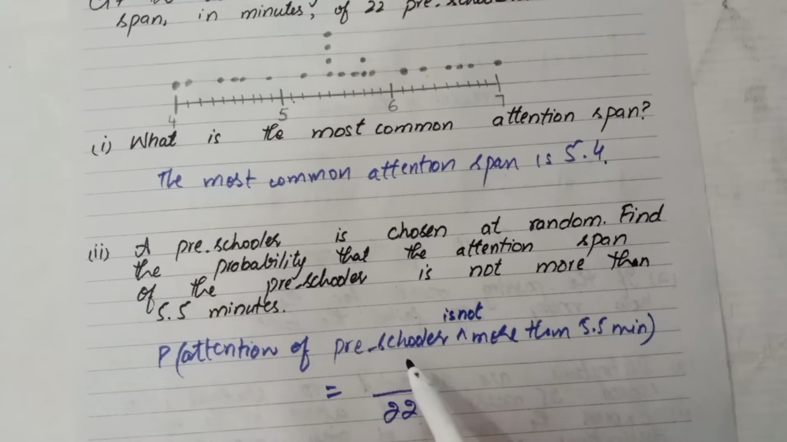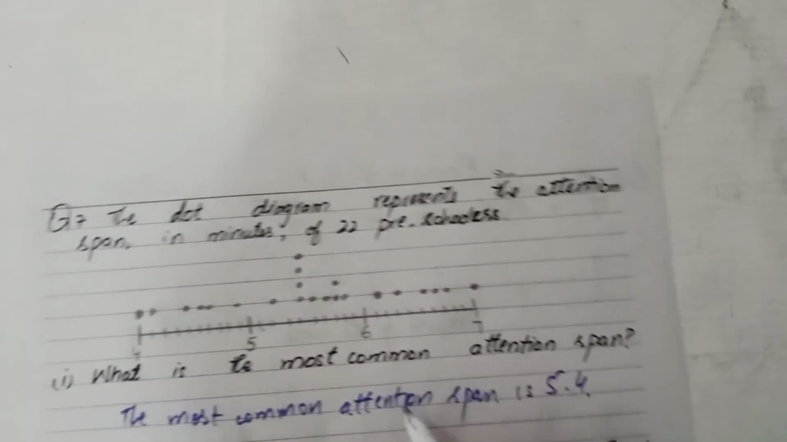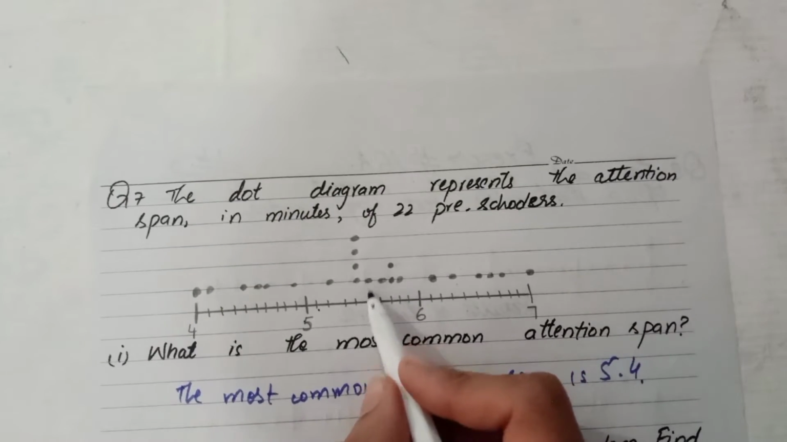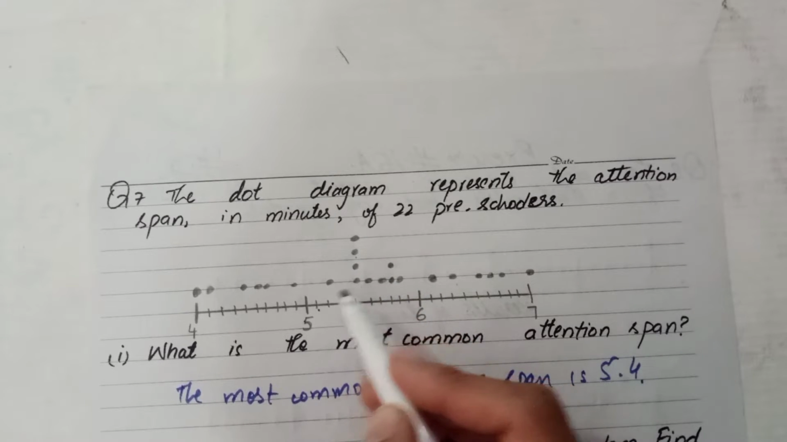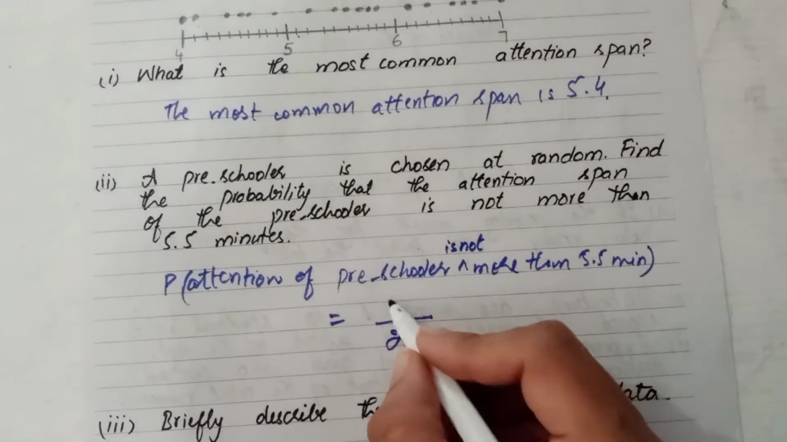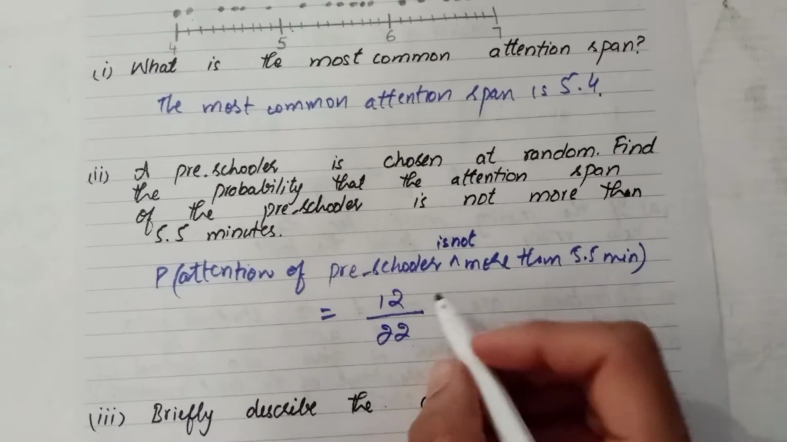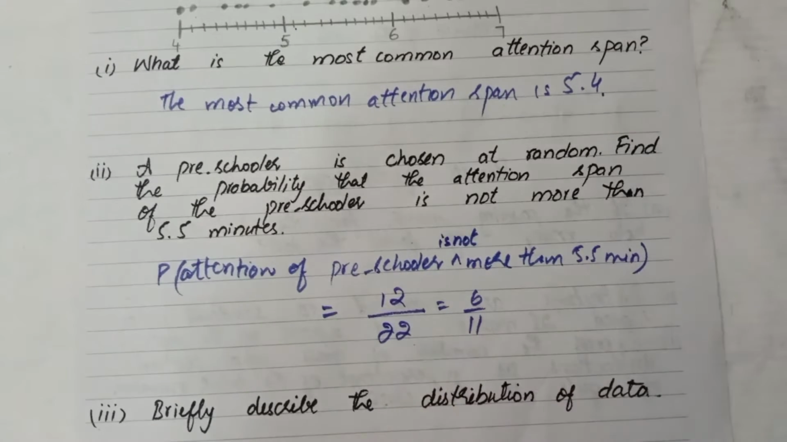The favorable outcomes are those where the attention span of the preschooler is not more than 5.5. It means we count up to 5.5, and we count 1, 2, 3, 4, 5, 6, 7, 8, 9, 10, 11, 12, and this is 12. Now we simplify it by the table of 2, giving 6 by 11, and that is the probability.